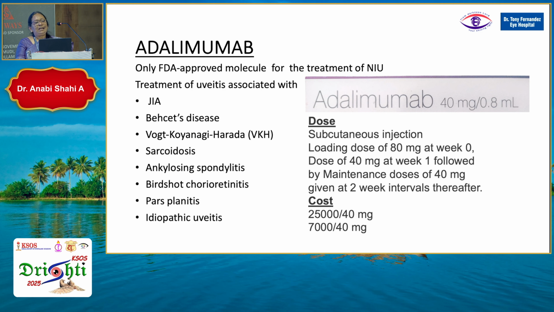The first drug is adalimumab. That is the only FDA-approved molecule for treatment of non-infectious uveitis. It is used in treatment of juvenile idiopathic arthritis, Behçet's disease, VKH, sarcoid, ankylosing spondylitis, birdshot chorioretinitis, pars planitis, and idiopathic uveitis. It is given as a subcutaneous injection, loading dose of 80 milligram at week 0, then a dose of 40 milligram at week 1, followed by maintenance doses of 40 milligram given at 2 weeks interval thereafter. The cost is 25,000 for 40 milligram, but biosimilars are available for 7,000 for 40 milligram.